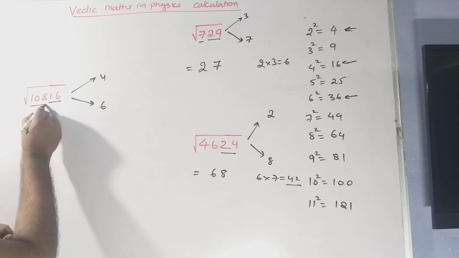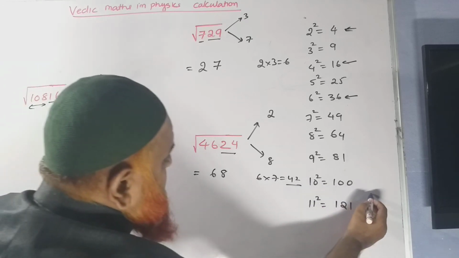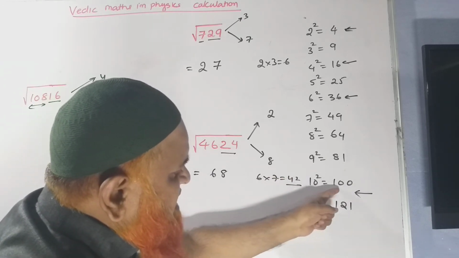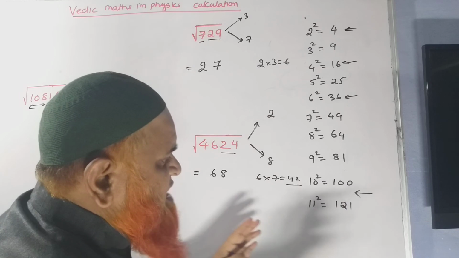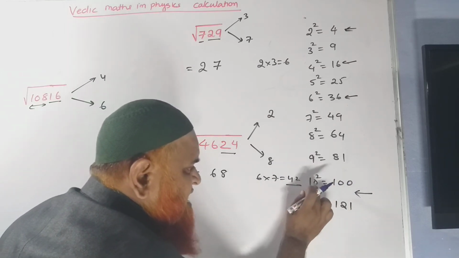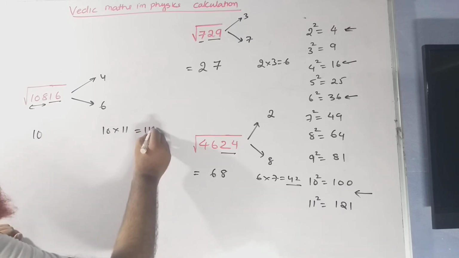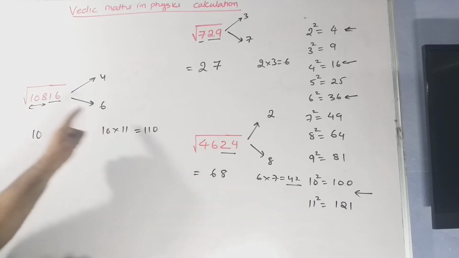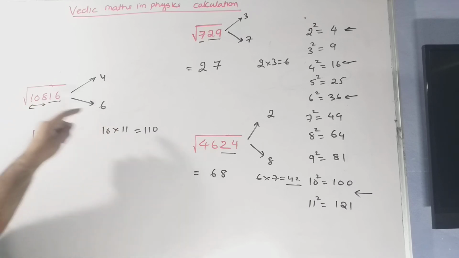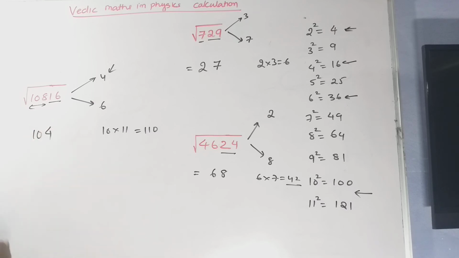Then what is this 108? What do you have to do for this 108? See, this 108 is coming in between 10 square, that is 100, and 121. So I told you that as this 108 is coming in between these two numbers, you have to select the least number. That is, you have to select 10. And this 10 should be multiplied with a higher number. So this is going to be 110, and 110 is greater than this number, or this number is lesser than 110. So select the least number. So your answer is going to be 104.